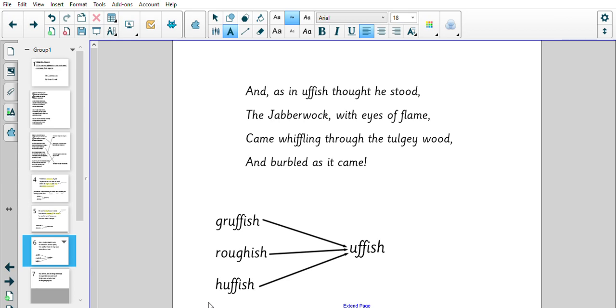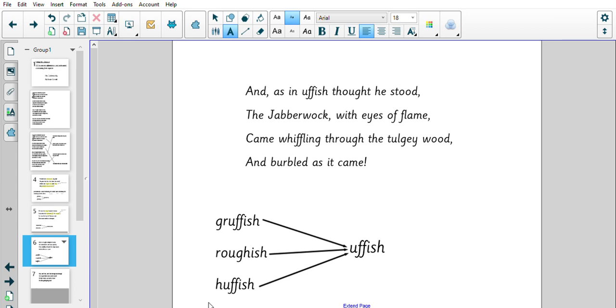They're a bit rough and ready. And huffish. I imagine that if you're in a bit of a huff, you're a bit annoyed. So he's standing there, he's a bit annoyed, he's maybe not thinking the nicest thoughts. So that's what Lewis Carroll imagined by the word uffish.